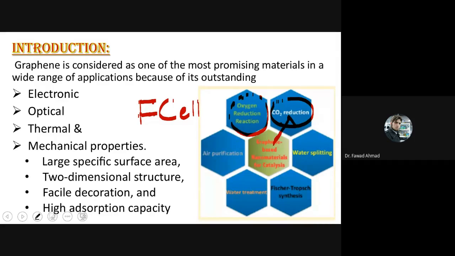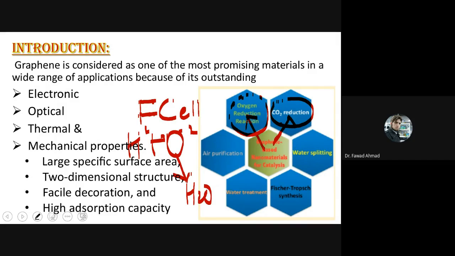But on the cathodic side we have the ORR reaction, where oxygen comes in contact with the electrode and takes electrons from the electrode, converting to O negative, that is O2-. Then it combines with hydrogen, that is H+, and gives us a water molecule. Now this oxygen reduction reaction is quite sluggish, and we need a fine catalyst for that. Graphene plays a major role there also.